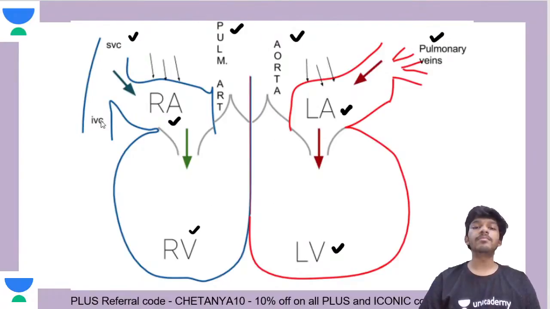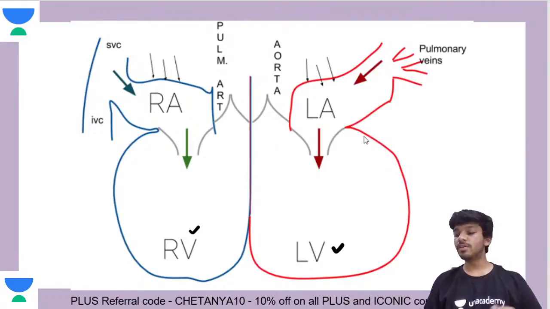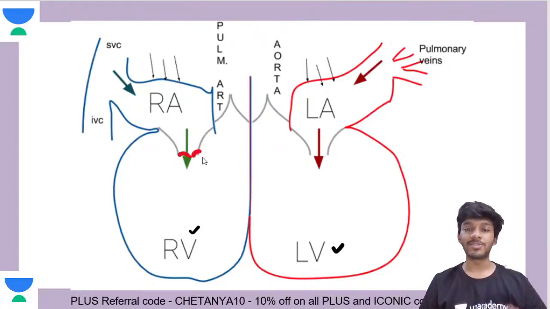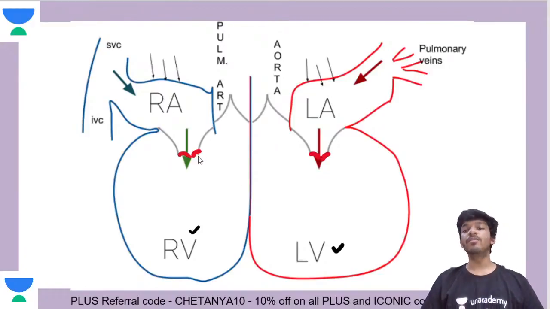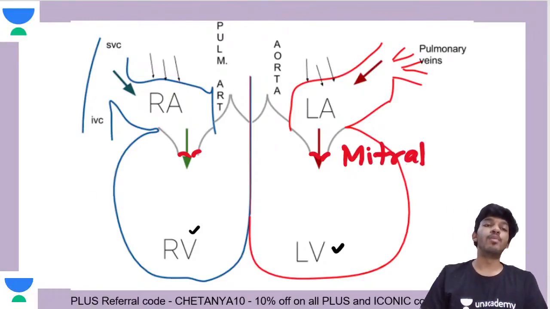So I have cleared that. And now you have to also understand the valves. Where are the valves located? First valve is present here. That is the tricuspid valve. Why is it called tricuspid valve? It has three cusps. Then you have a bicuspid valve here. So this is called the tricuspid valve. This is called the bicuspid, also called the mitral valve. Okay, so that is important to know.